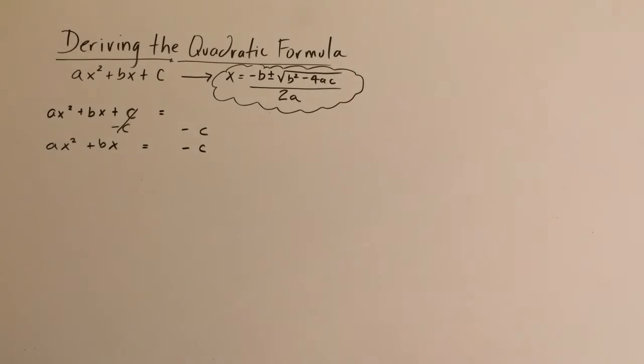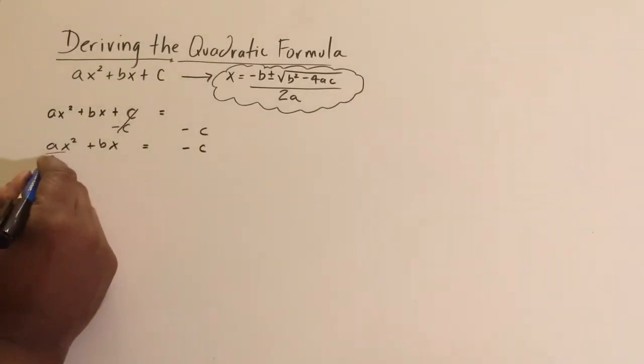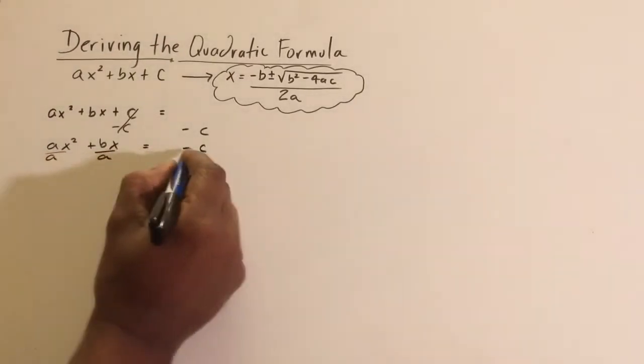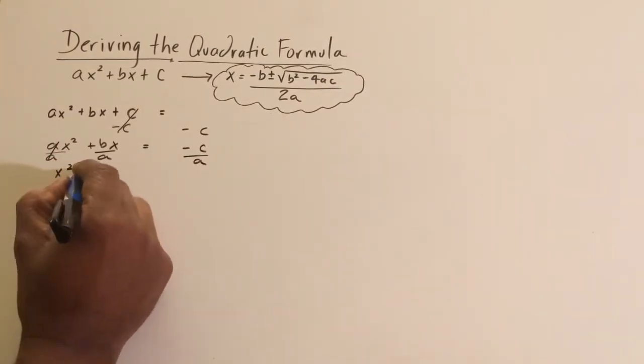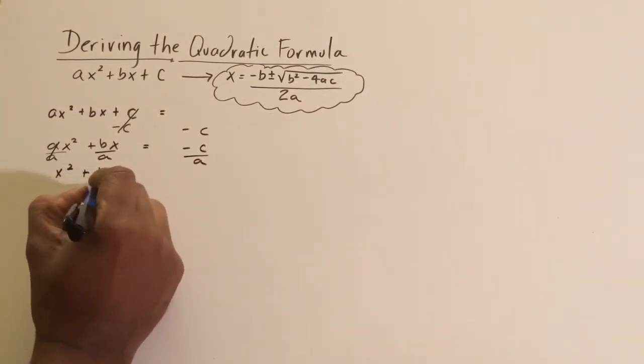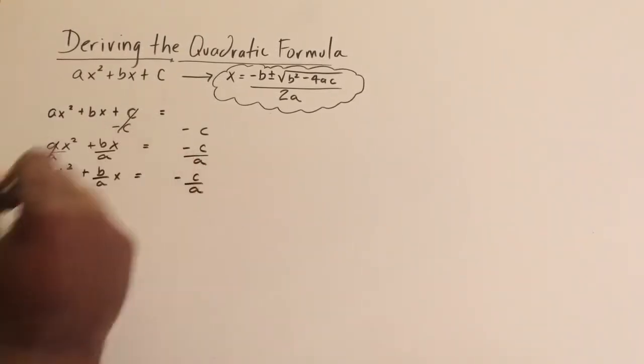Completing the square is a very important process in deriving the quadratic formula. So we want to get x squared and bx by itself. You see this a, we're going to divide everything by a. When we do that, we're left with x squared plus b over a x equals minus c over a.